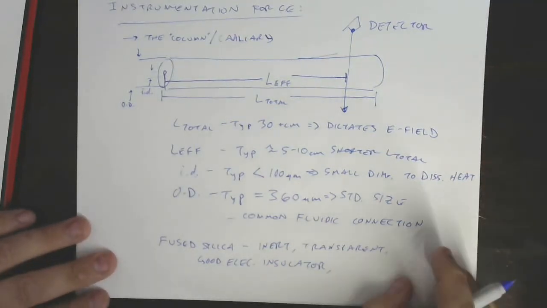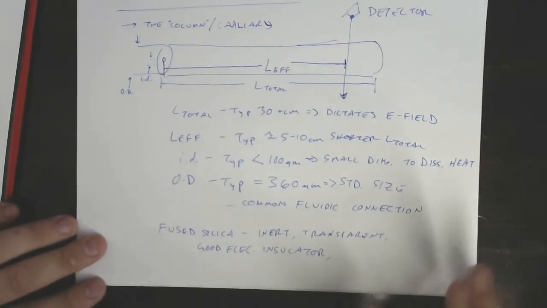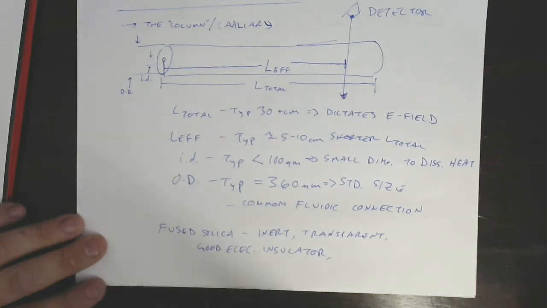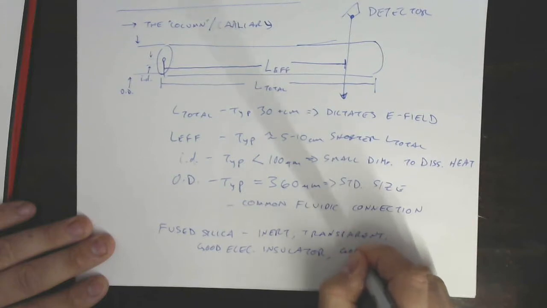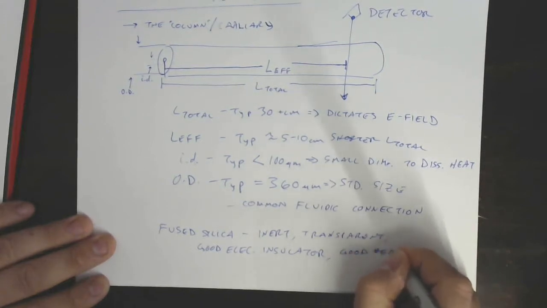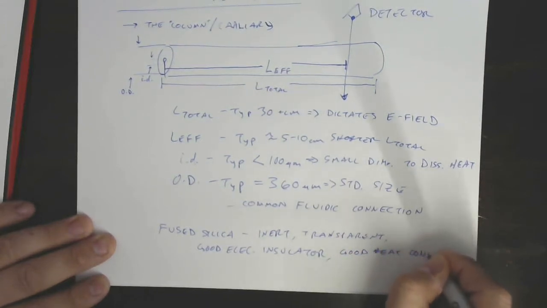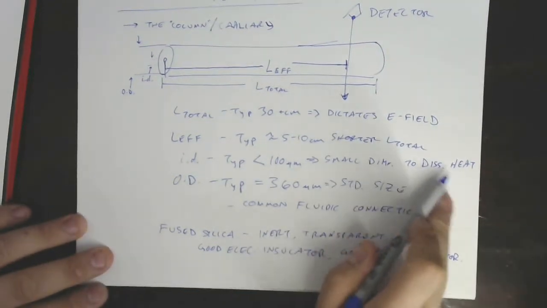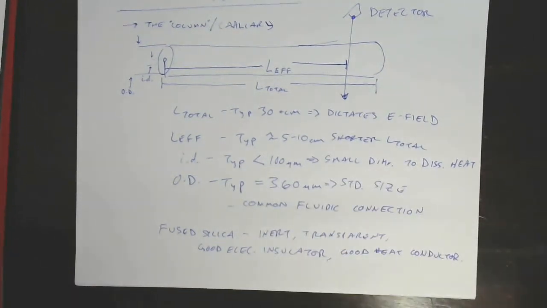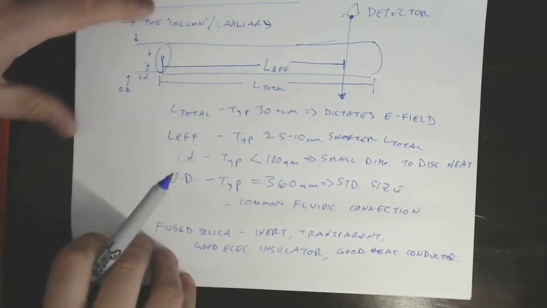It's also, this is actually a pretty unique property. Usually good electrical insulators are also good heat insulators, but it's actually a poor heat insulator, or in other words, it's a good heat conductor. And that's good, obviously, for this dissipating heat property. Okay, so that's the capillary itself.